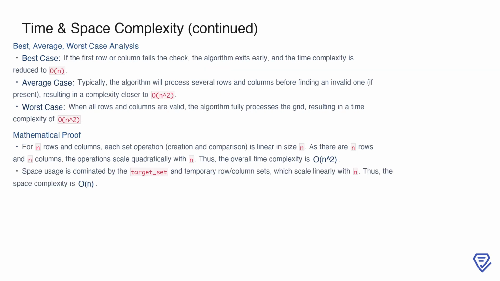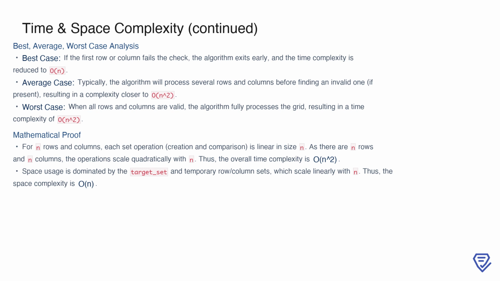Analyzing the best, average, and worst cases provides further insight into the algorithm's behavior. In the best-case scenario, if the first row or column fails the check, the algorithm can exit early, reducing the time complexity to O(n). For the average case, the algorithm typically processes several rows and columns before finding an invalid one, leading to a complexity closer to O(n²). In the worst case, when all rows and columns pass the checks, the algorithm processes the entire grid, resulting in a time complexity of O(n²).